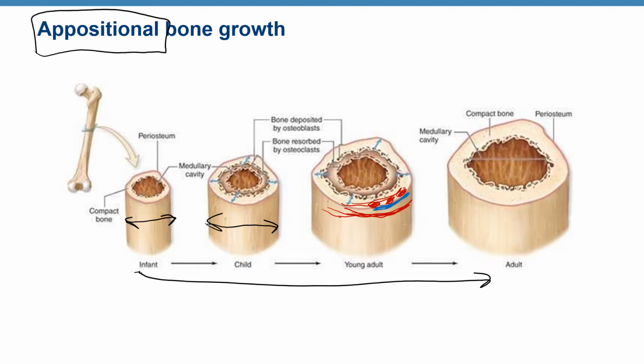So they're pretty much depositing these new layers of matrix, and bone became bigger in the diameter. At the same time, osteoclast gonna resorb bone from inside. So we increase both medullary cavity and diameter of a bone. That's appositional bone growth, and the bone grows wider, increases the diameter, and growth happens on the surface, right, at the periosteum level.